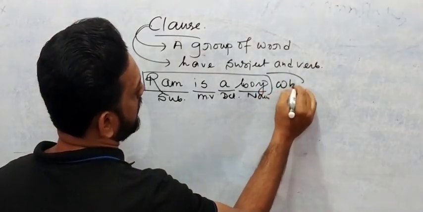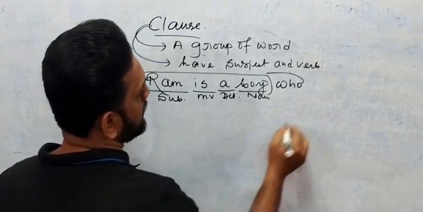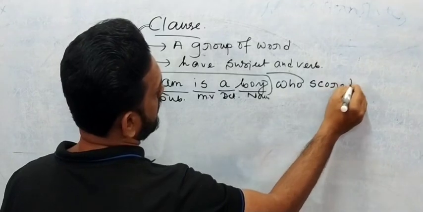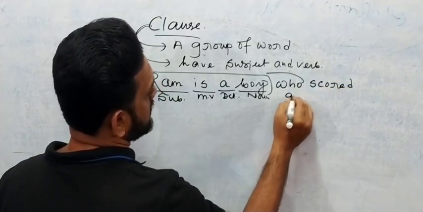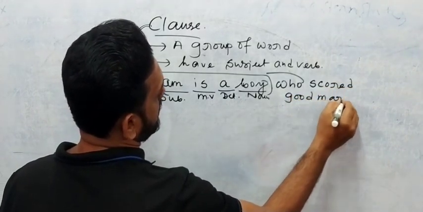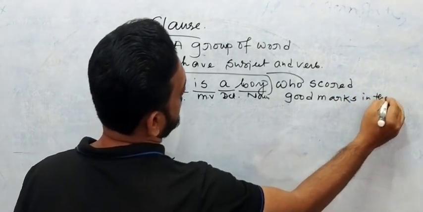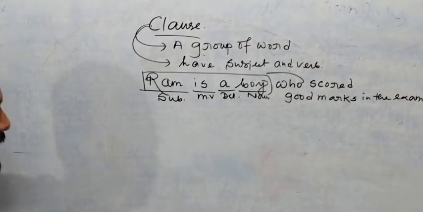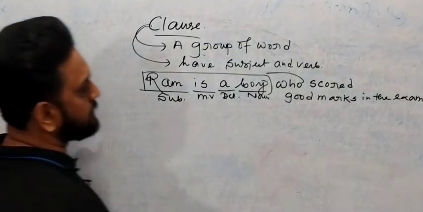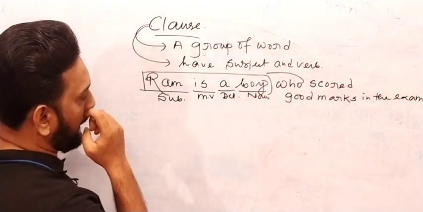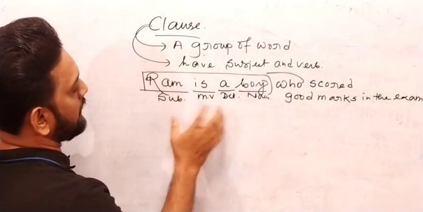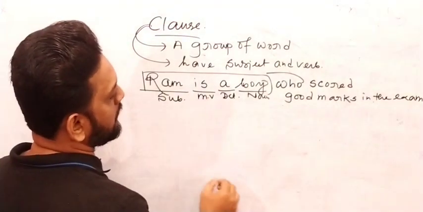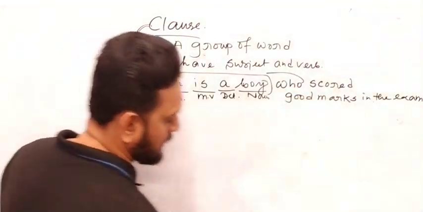Now, Ram is a boy who scored good marks in the exam. Ram is a boy who scored good marks in the exam. I have written this sentence. Now have you seen, how many clauses are there? We have found 2 clauses. Ram is a boy is one clause, and another clause is who scored good marks in the examination.